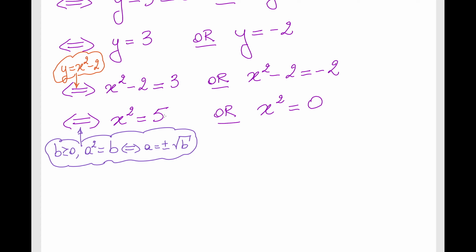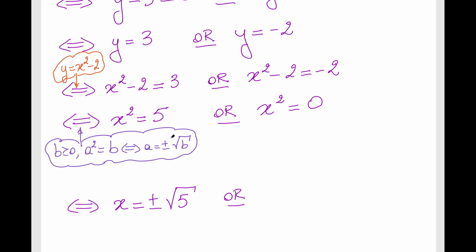Okay, so for the first one, A is x and B is 5, and clearly B is non-negative, right? So we're going to use it to obtain x is plus or minus square root of B, which is 5 in this context.